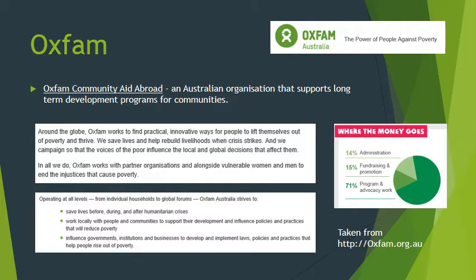I just found a little pie chart here which shows you where the money goes for Oxfam. Some people worry sometimes about donating because they don't know where the money's going, but Oxfam is saying that 14% of the money goes to admin, 15% to fundraising, but 70% actually goes to running the programs in the country. So I think that's a pretty good percentage.